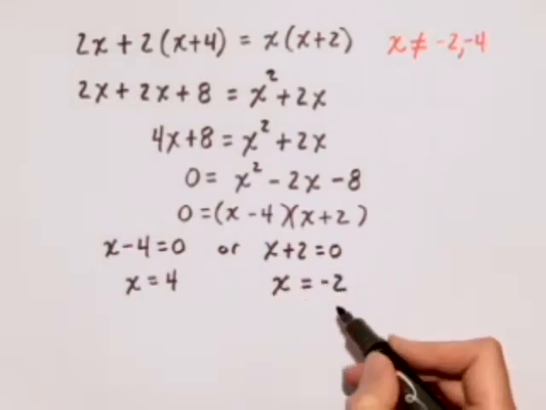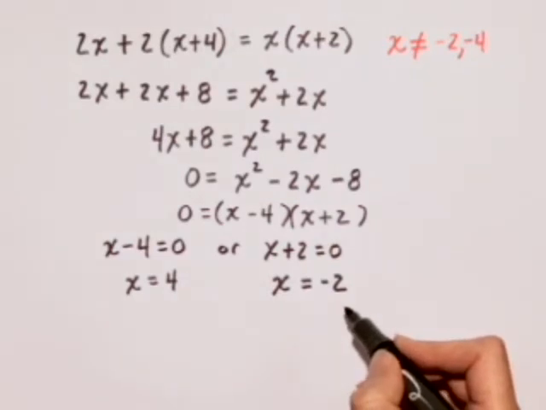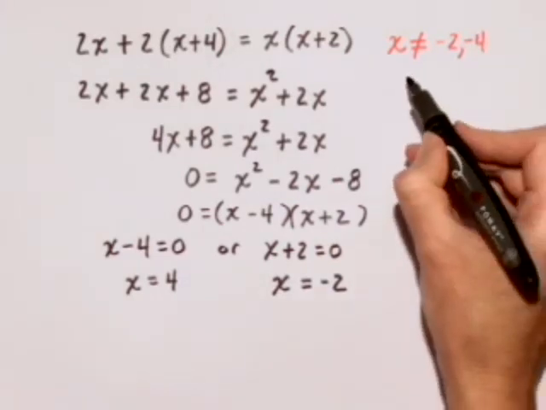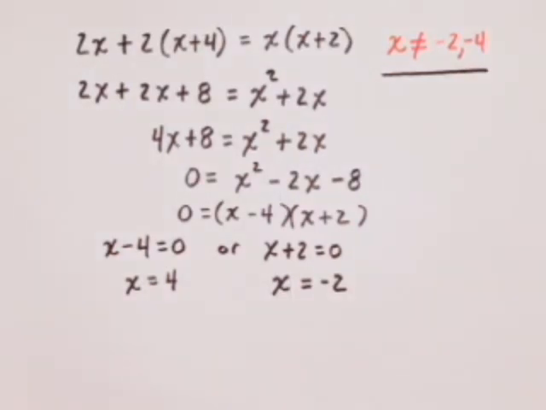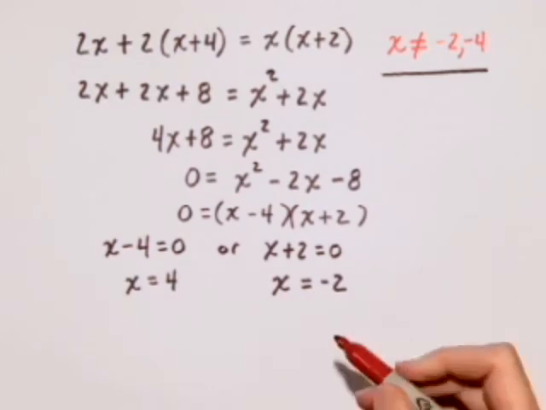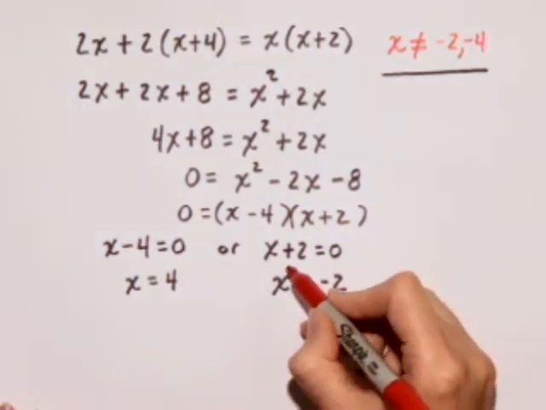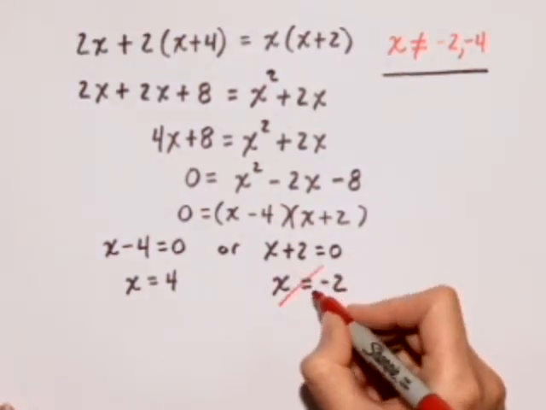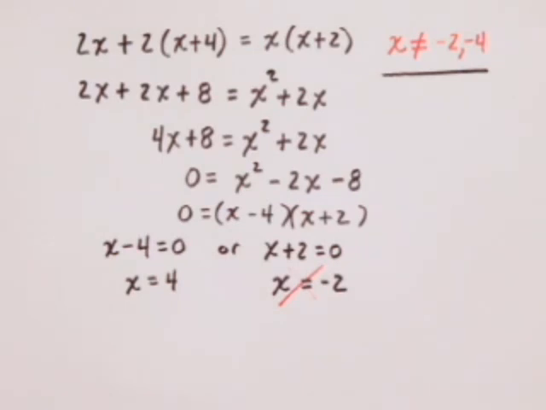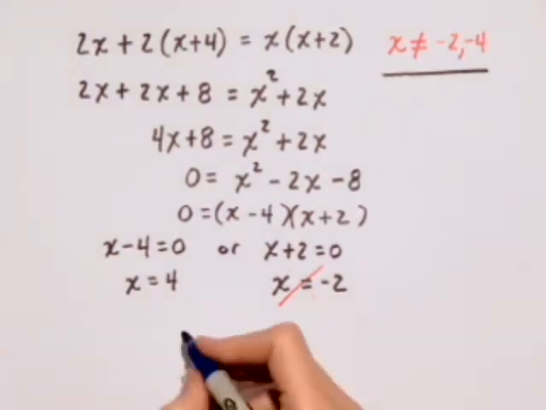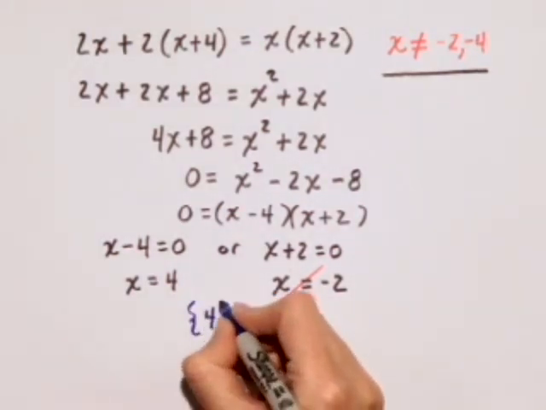Now, before we state our solution set, let's notice what we have up here. x cannot be equal to negative 2 or negative 4. Therefore, when I got this solution, x is equal to negative 2, I have to cross it off because negative 2 would create a 0 in the original denominator. So x cannot be equal to negative 2. So therefore, my solution set is just 4.